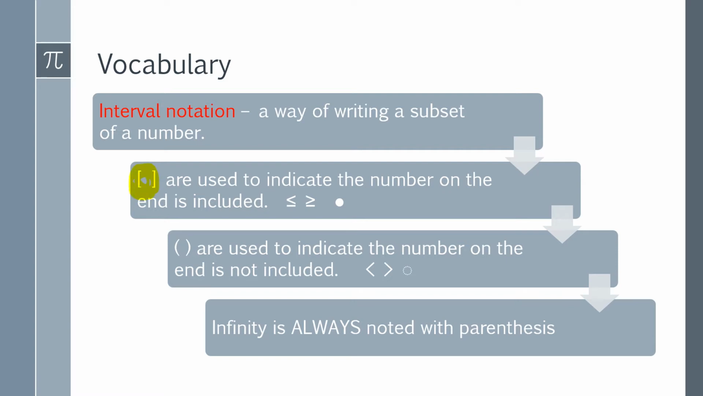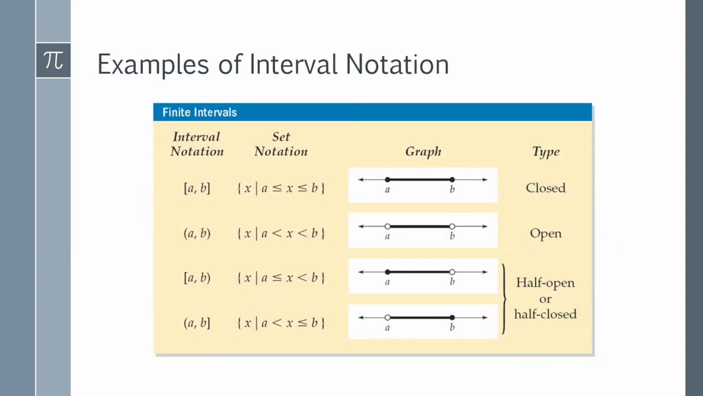And we can determine if the endpoint is included by less than or equal to, greater than or equal to, or closed circle. If the endpoint is not included, we're going to use a parenthesis. And that would be notated with less than, greater than, or an open circle. Infinity is always noted with a parenthesis. Now this will become more clear with some examples.